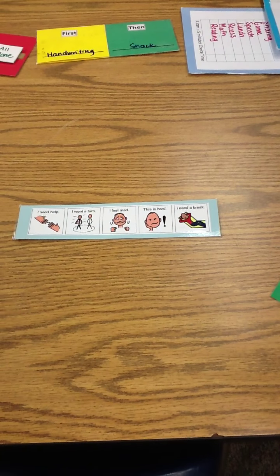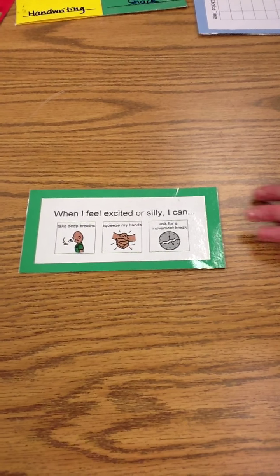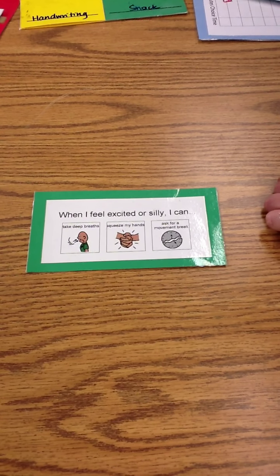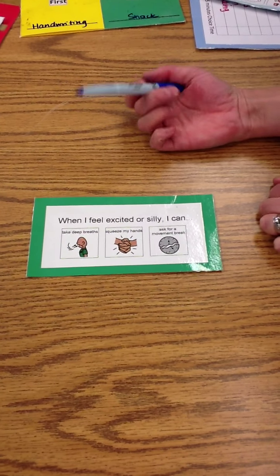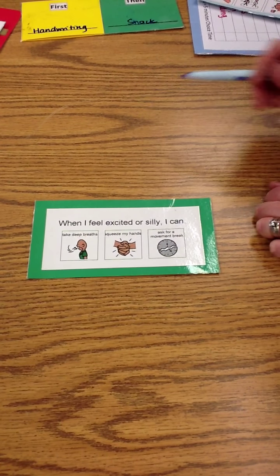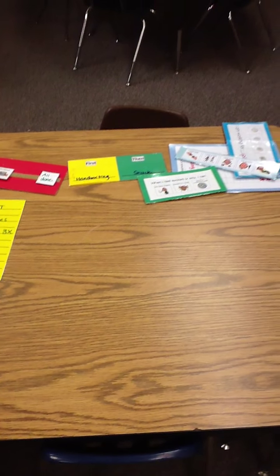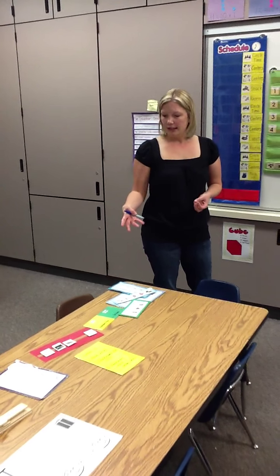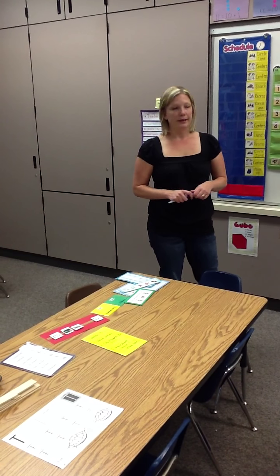And then the last one is a choice board, a visual choice board for calming or sensory strategies. Students often get excited or silly and they can be very off task. These are some quick activities that can bring them back to attending to the task: taking deep breaths, squeeze my hands, and ask for a movement break. These things we have at all centers, all throughout the day: academic, social, play. A lot of these go out onto the playground, to the snack area. If students are in mainstream classes, all of these things go with them.